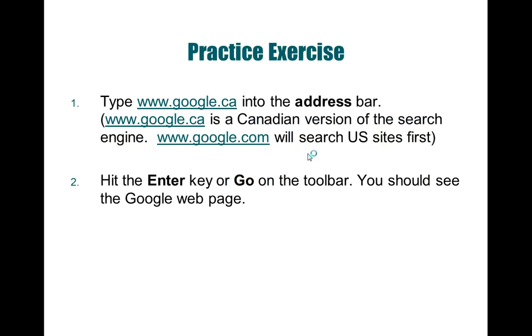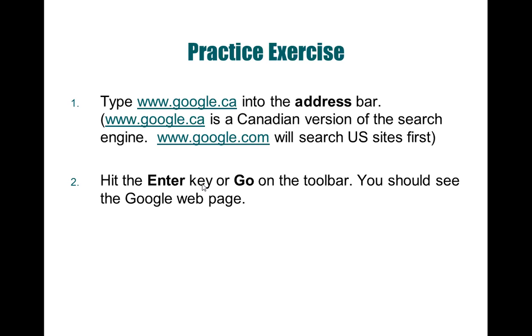Next is your practice step, that is your responsibility to do the task. First one says type www.google.ca into the address bar. Means first of all type this URL into the address bar. www.google.ca is a Canadian version of the search engine. www.google.com will search US sites first. So this is different. This is Canadian. This is commercial, and will search for the US sites first. Hit the enter key or go on the toolbar. Means either you can use the enter key or the go on the toolbar.